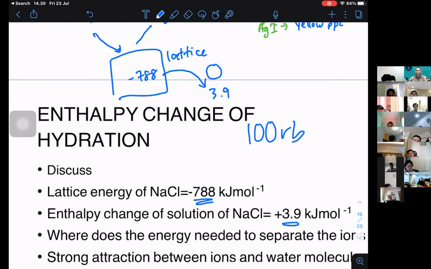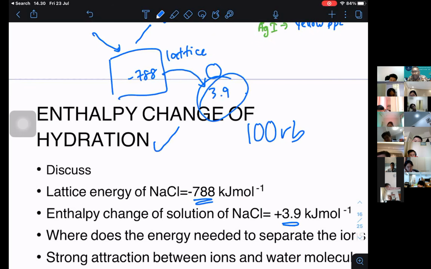But everyone knows sodium chloride dissolves when you add water. So the extra energy must be coming from something else, not only from the solution. That is the one we call hydration. There is another one involved over here. It's not complete yet. Where is the extra amount that is missing? That amount is coming from the hydration.